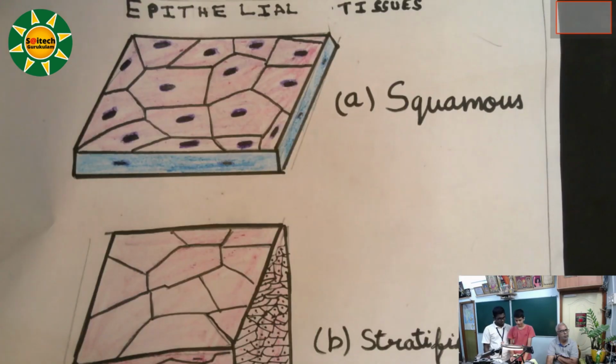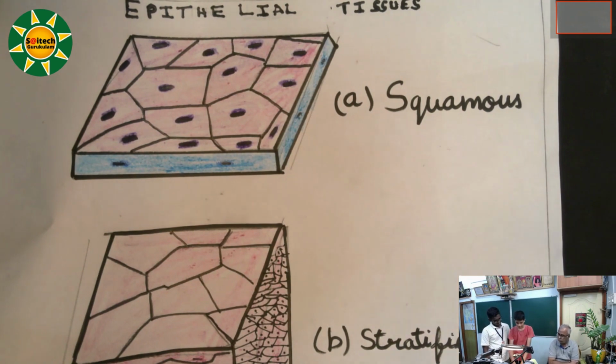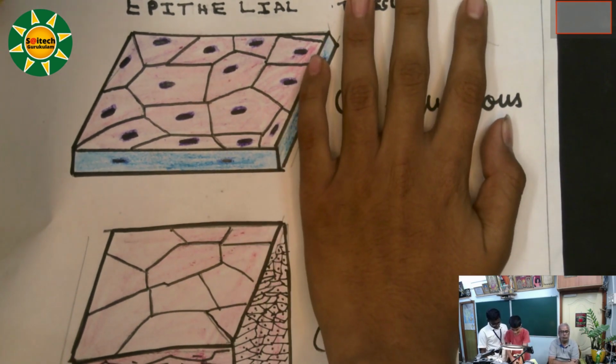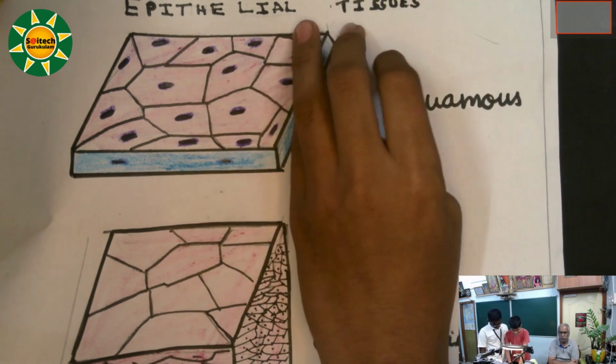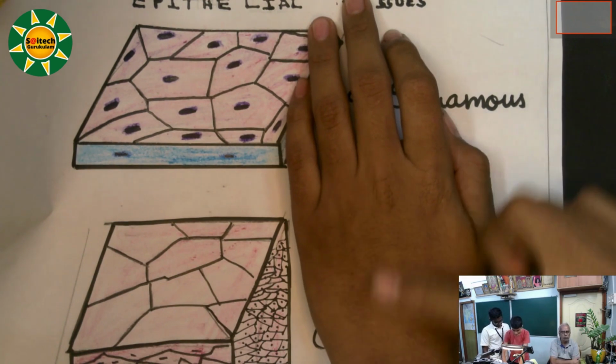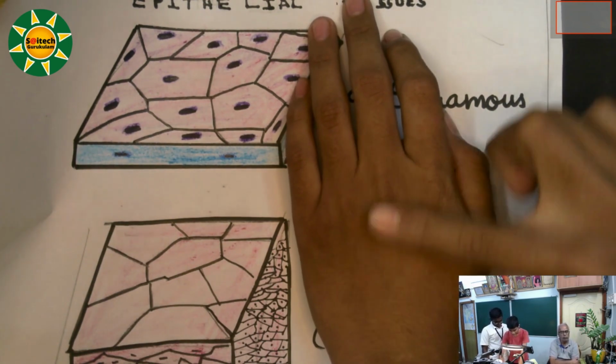Epithelial tissues. If you see in these tissues, they have four types. First type is squamous. These are in human bodies. If you take your arm, these are squamous. They are so soft, and they are so tiny. They are so thin. You can see by feeling.